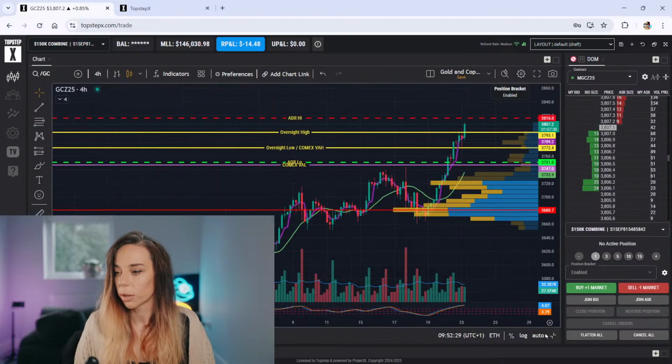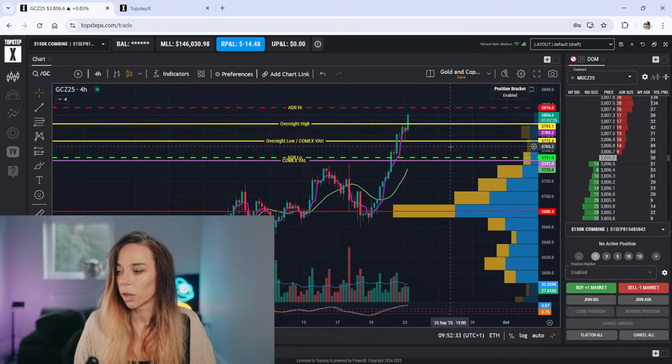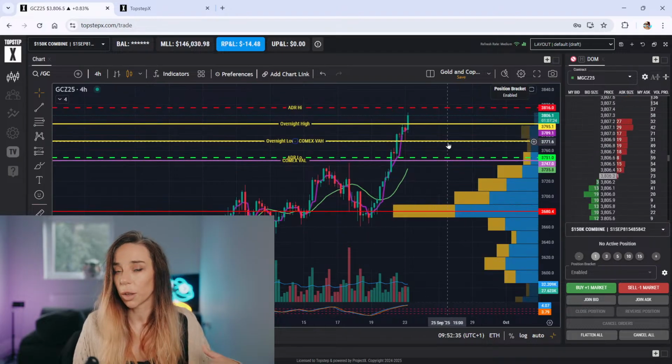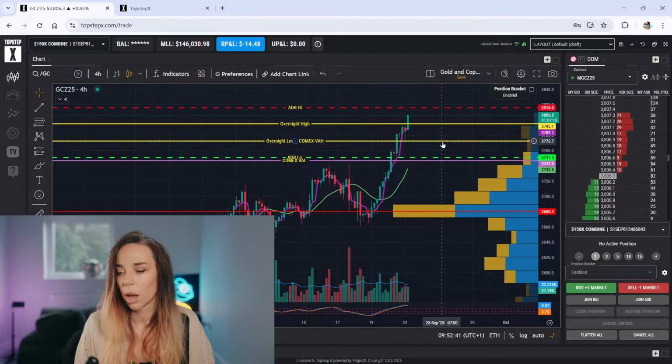Wrong chart. So here we go. So overnight low and COMEX value high are literally within a tick of each other. So that would be a really, really good area for my longs, if we get there. If it doesn't get there, so be it.